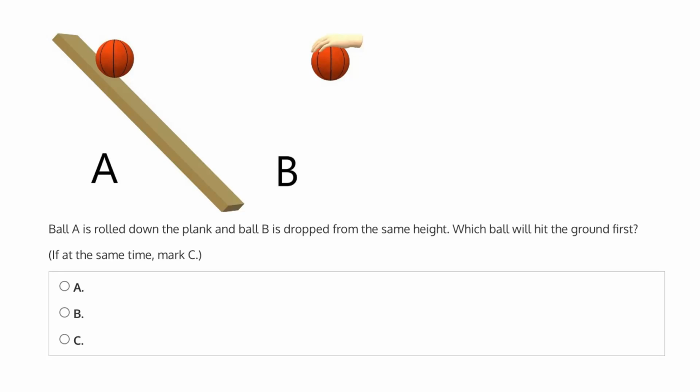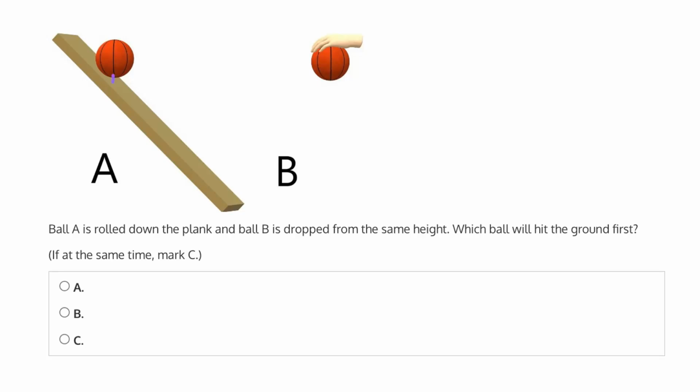This question says, ball A is rolled down the plank and ball B is dropped from the same height. Which ball will hit the ground first? Is it ball A, the one rolling down the plank, ball B, the one dropped directly, or C, at the same time? So in either case, we're talking about the same ball dropped from the same height.